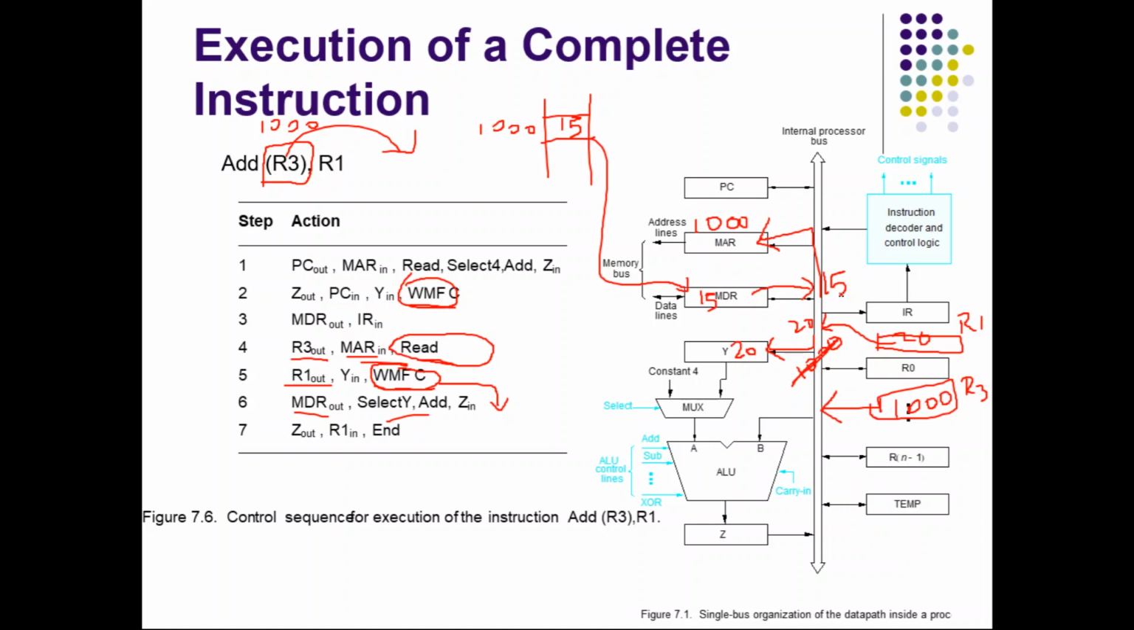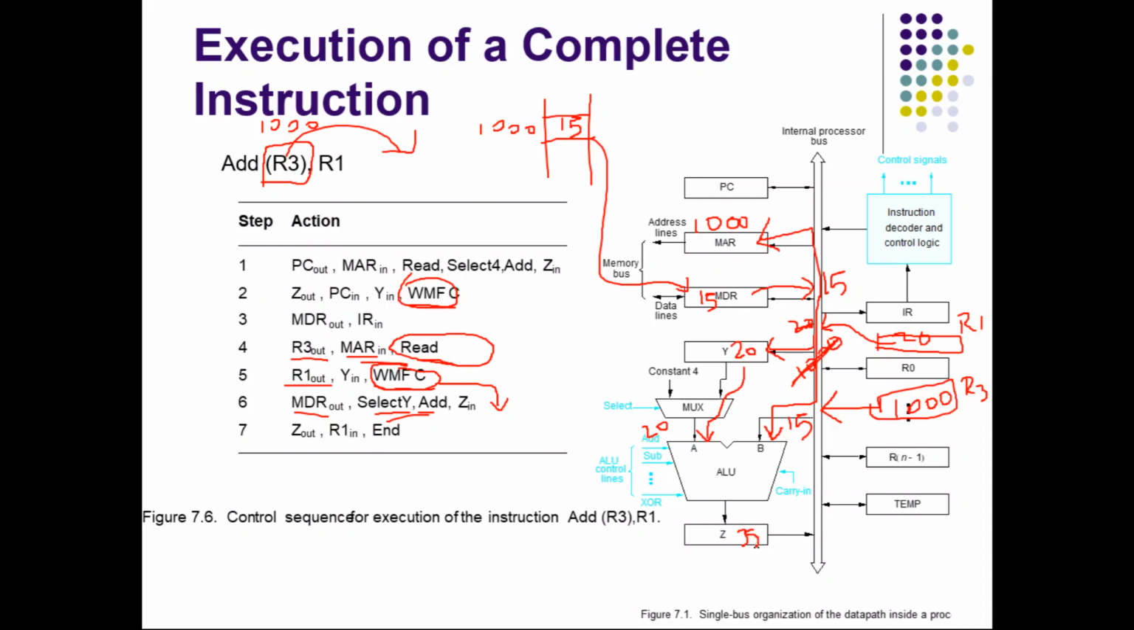Now 15 is available in the system bus. If 15 is available in the system bus, it will also be available through the B input. And then what we are doing, select Y. In Y what is there? 20 is there, so this 20 will be available through the A input. So through A, 20 is passed, and through B, 15 is passed. Then we say add. So this 20 and 15 will be added, and the result will be stored in Z through Z in, which is nothing but 35.